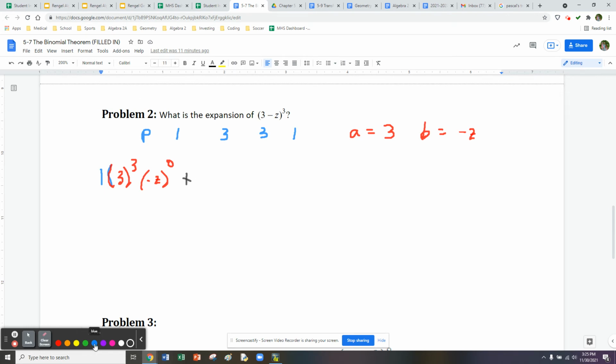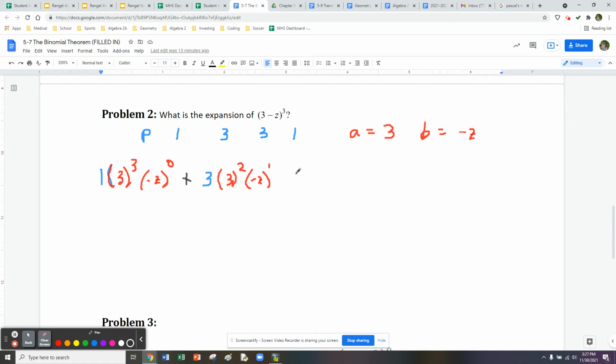And then continuing, the next Pascal's number is going to be 3. And then we'll grab our a, which is 3, and now we'll raise that to the 2nd power. And then negative z raised to the 1st power.